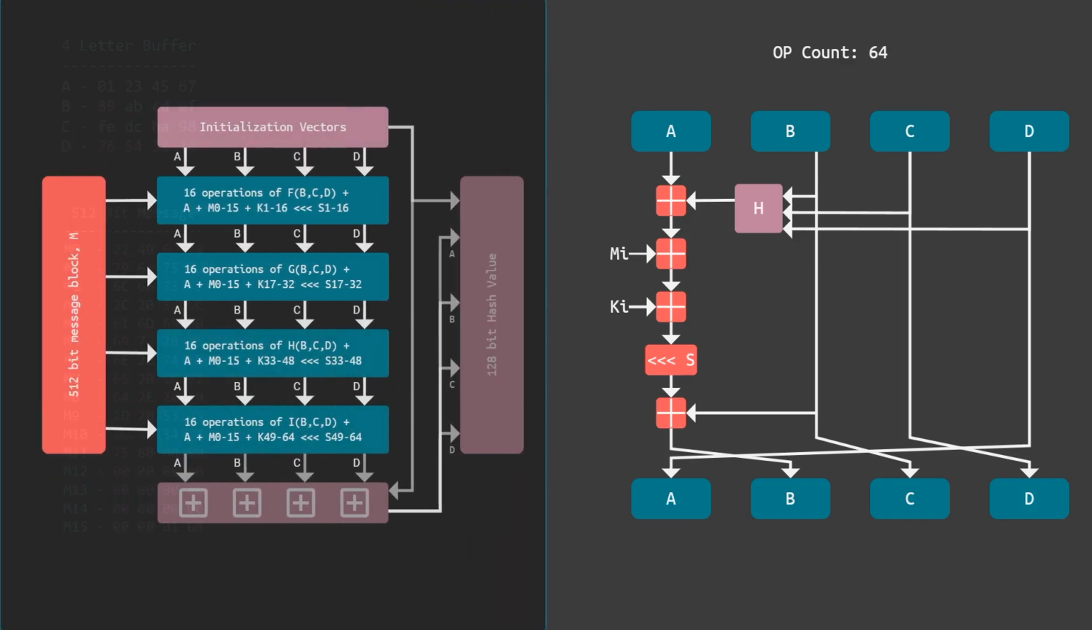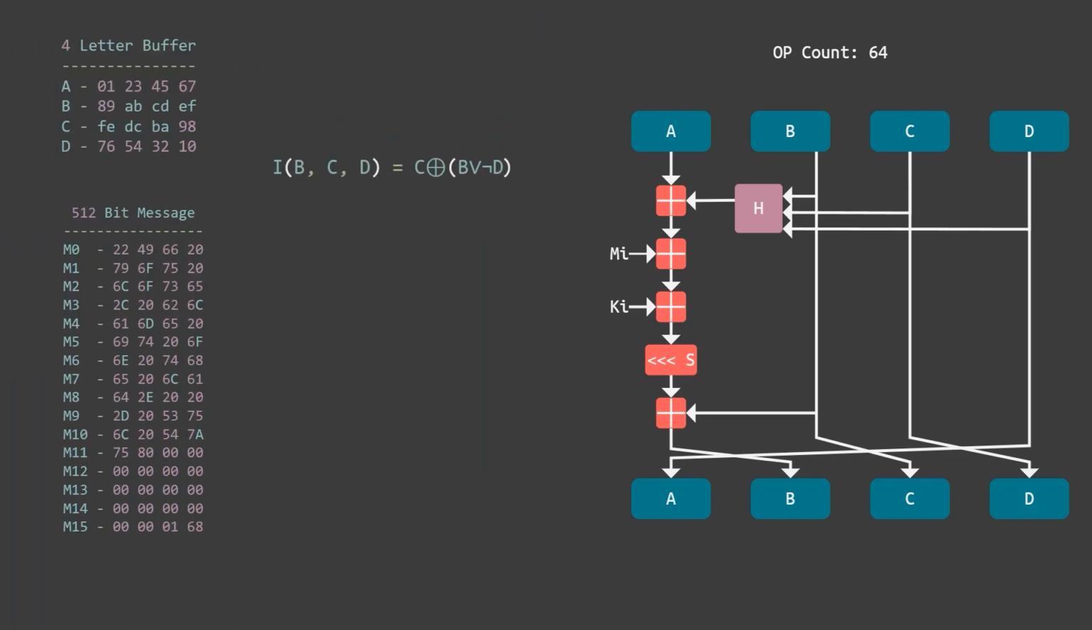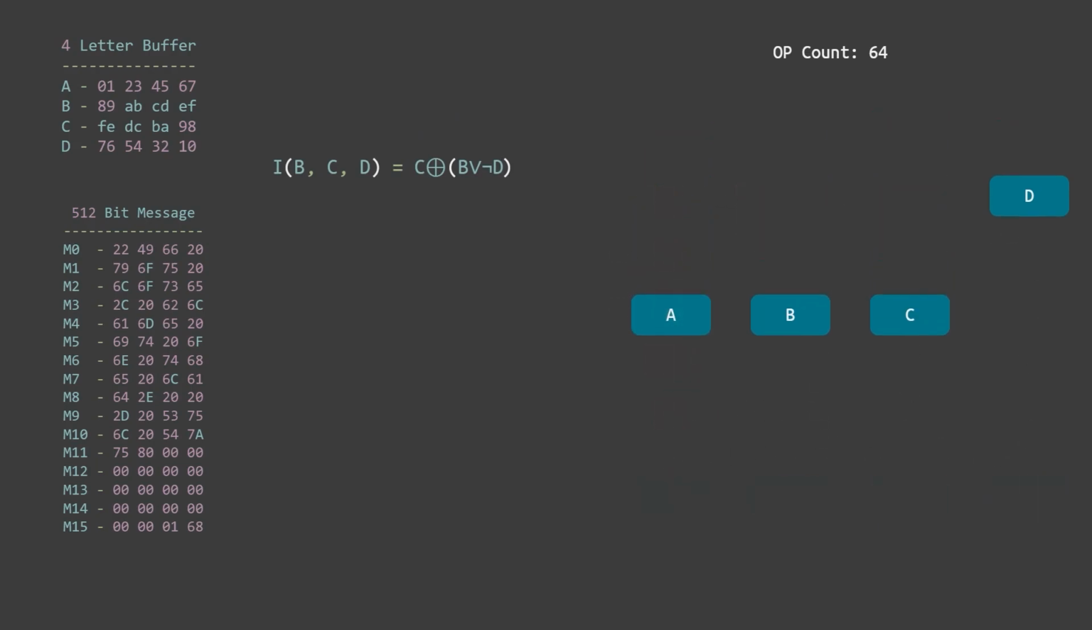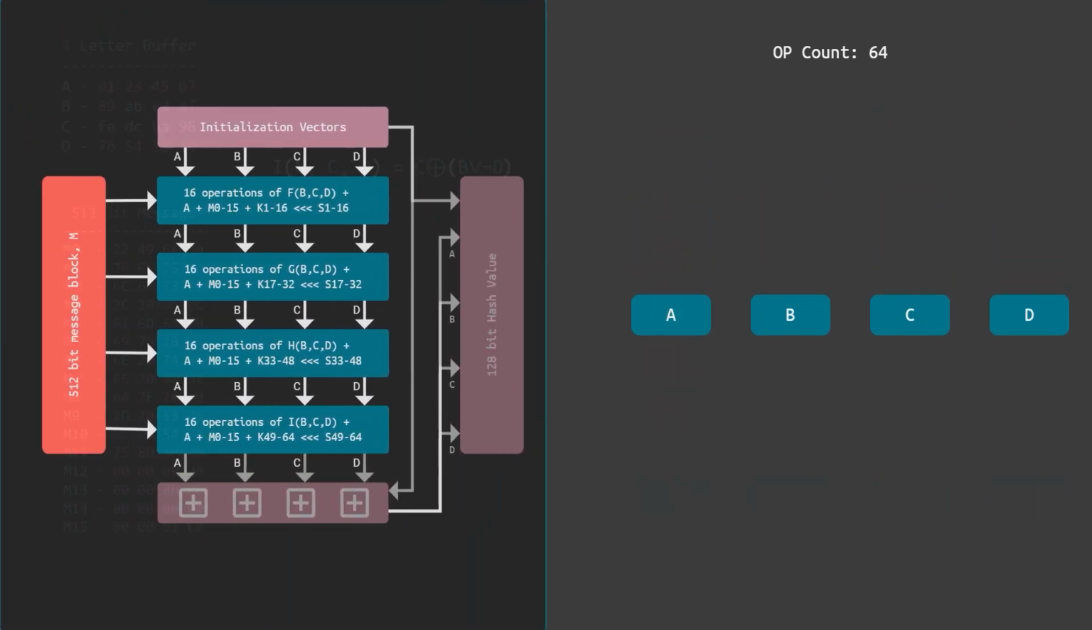The 64th operation proceeds like each of those before it. It uses the outputs of the 63rd operation as its initialization vectors for the I function. And it gives us new values for A, B, C, and D. After the 64th operation is done, the values of A, B, C, and D move to the next block.